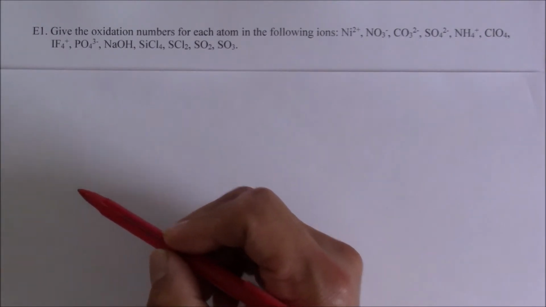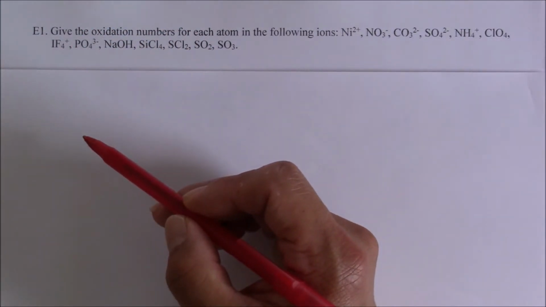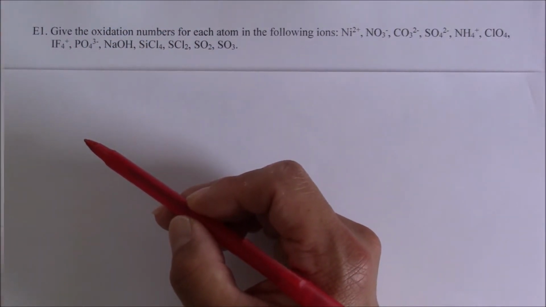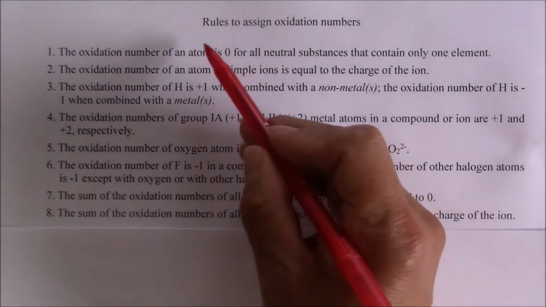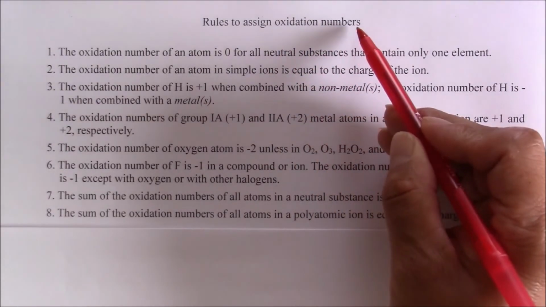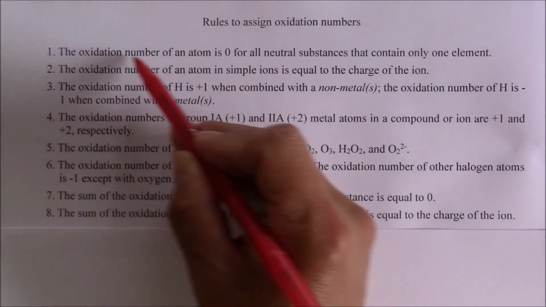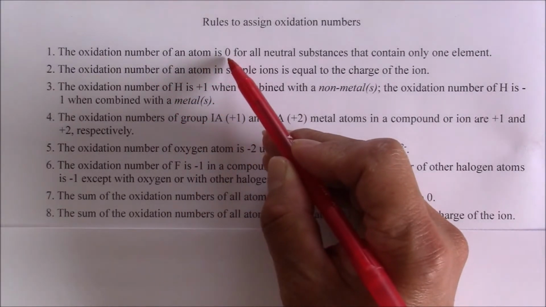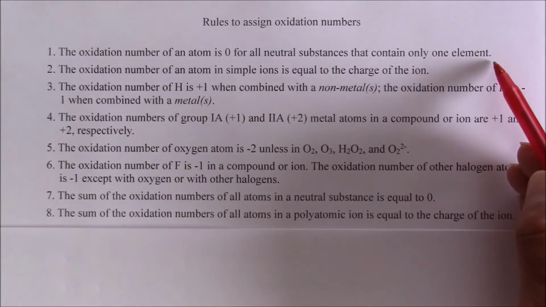Today, I'm going to teach you how to assign oxidation numbers to atoms. First, let's go over the rules. There are a total of 8 rules to assign oxidation numbers to atoms. Rule number 1. The oxidation number of an atom is 0 for all neutral substances that contain only one element.